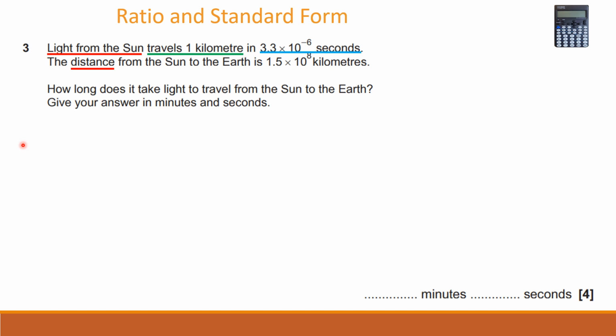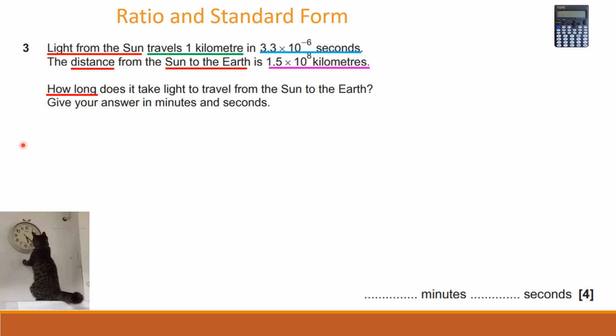And we've also told the distance from the sun to the earth is 1.5 times 10 to the power of 8 kilometres. You've got to work out how long it takes light to travel from the sun to the earth, and you've got to give your answer in minutes and seconds. This is worth 4 marks. Now the most tricky part of this question is making sure that you give the right amount of seconds here rather than giving it in terms of minutes, so be really careful on the second part here.